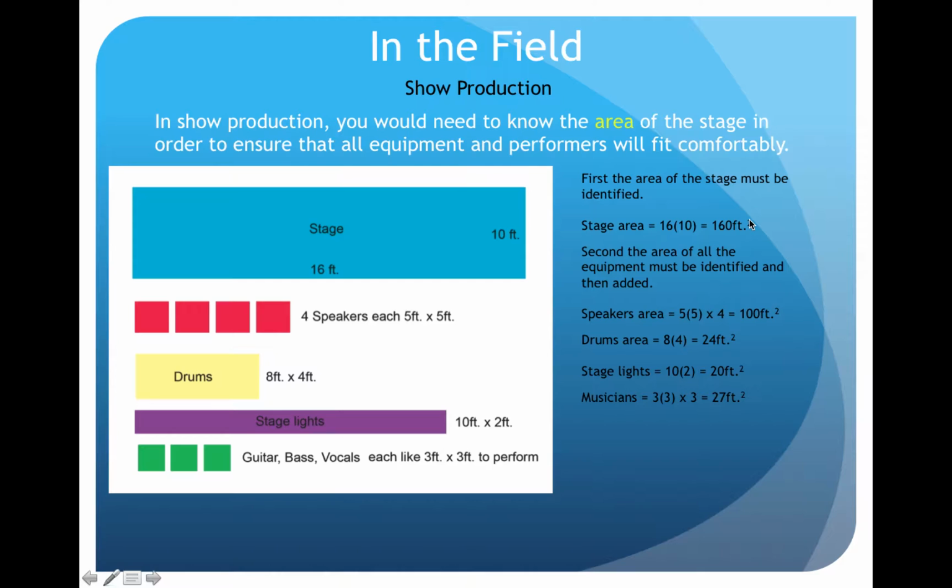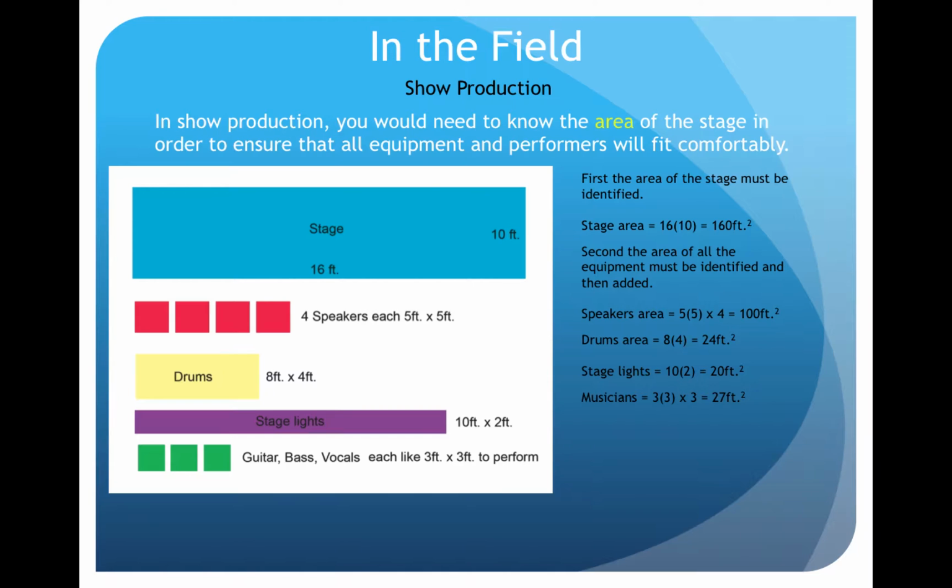So the first thing we must do is identify the area of the stage. Doing that, we use our formula: area equals length times width, which would equal 16 by 10, which would equal 160 feet squared. Second, the area of all the equipment must be identified and then added.